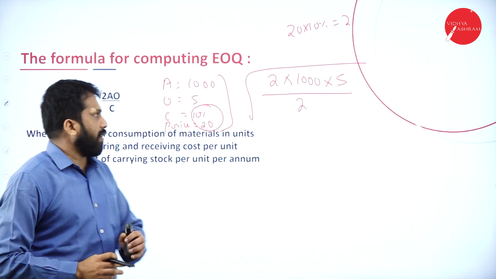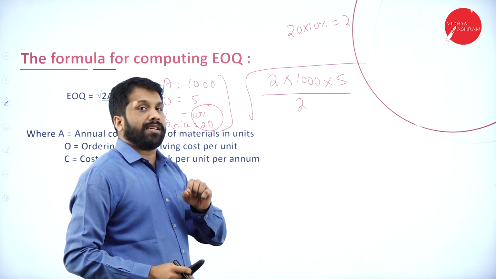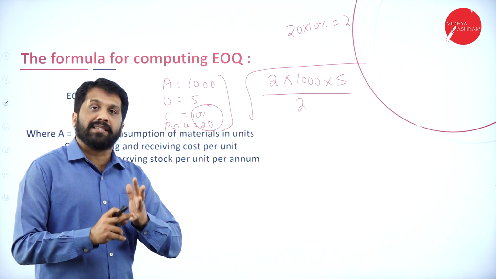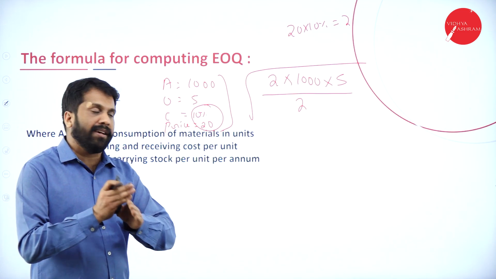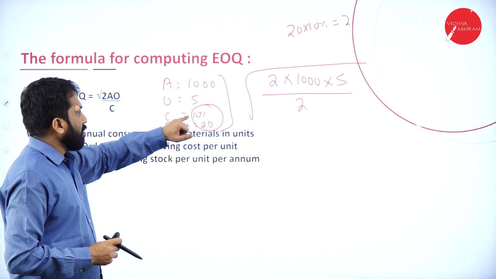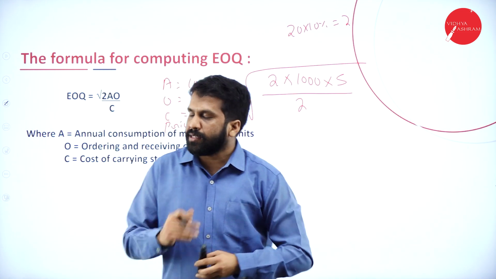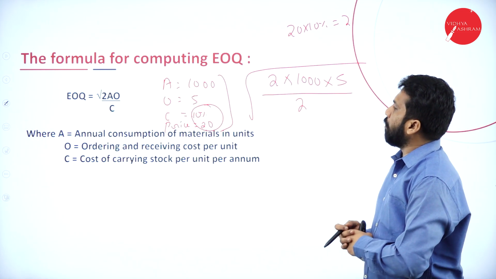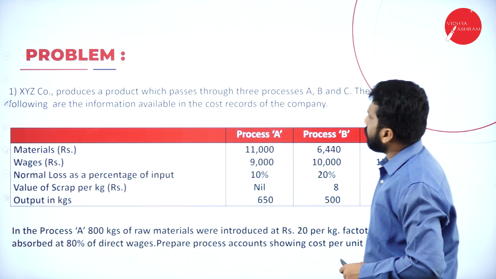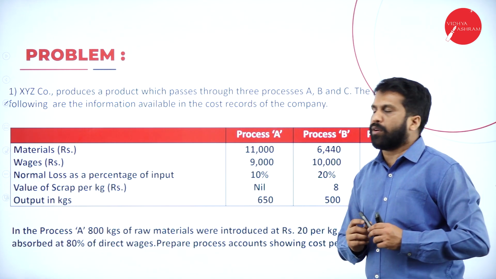Clear? How to find your C, carrying cost? Always remember, sometimes they will give you carrying cost directly, sometimes they will give you a percentage and price per unit, multiply and then you take your carrying cost. Don't take only 10%. 10% into 20, whatever answer you get, that is your carrying cost. Hope you are clear. So this is your EOQ. Remember the formula, remember the format. So it is sufficient.